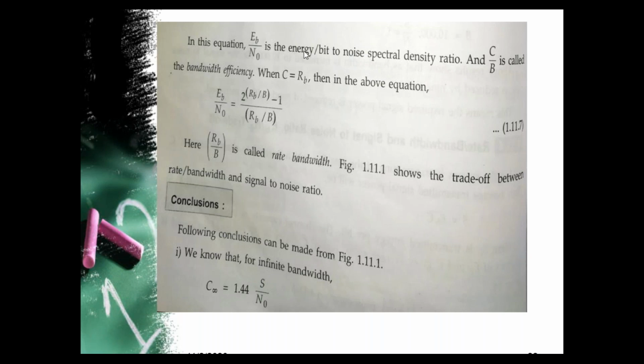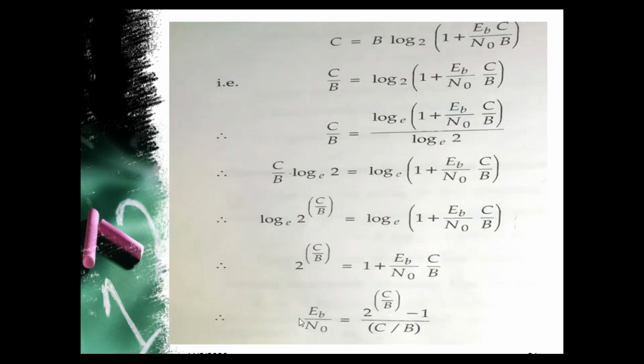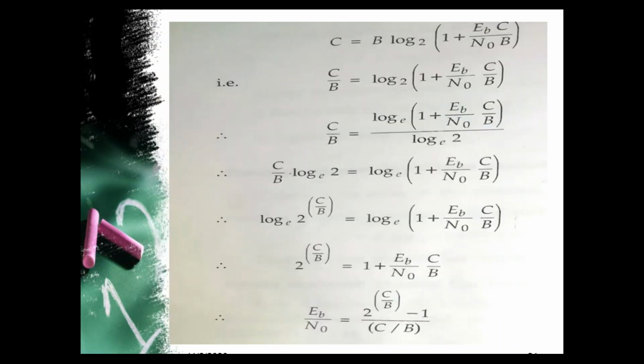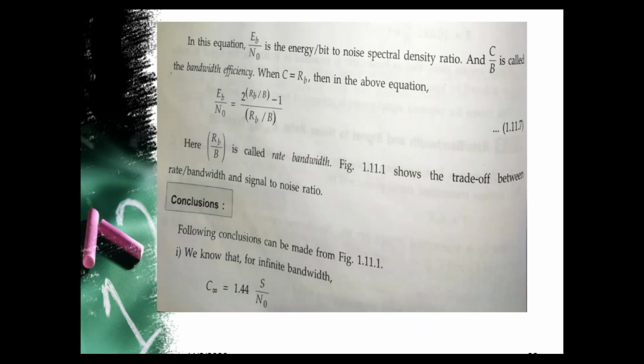In this equation, Eb by N0 is the energy per bit to noise spectral density ratio, and C by B is called the bandwidth efficiency. Okay, all of you please note the terms. Eb by N0 is the energy per bit to noise spectral density ratio, and C by B is the bandwidth efficiency.